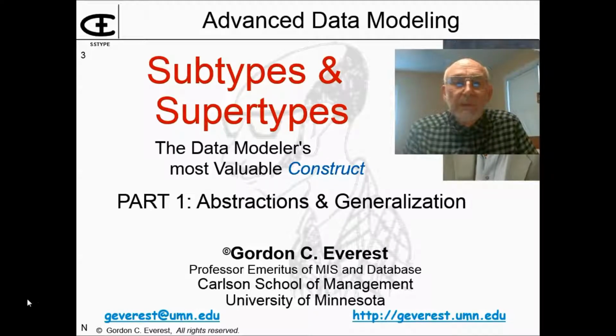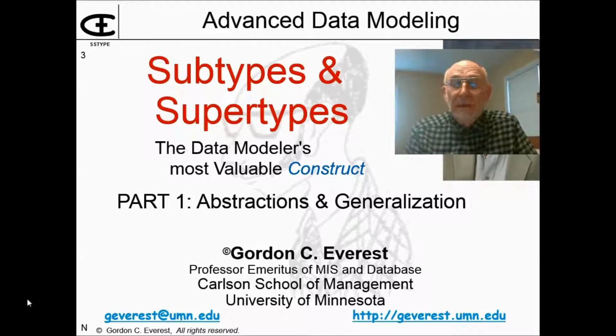Part 1 of this lecture in Subtypes Supertypes puts that in the broader context of generalization. In my view, generalization is a type of abstraction. We can generalize attributes, we can generalize relationships, but most importantly, we can generalize entities, and it is the constructs of subtypes and supertypes that are used there. I call subtypes and supertypes the most valuable construct for data modeling.